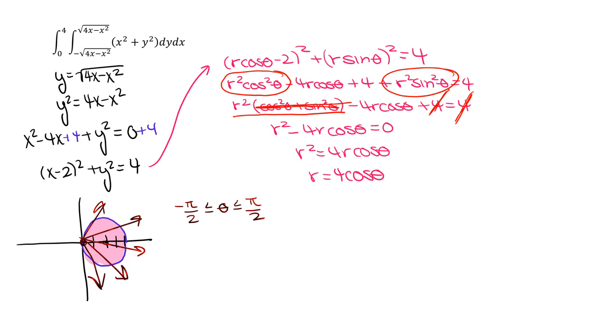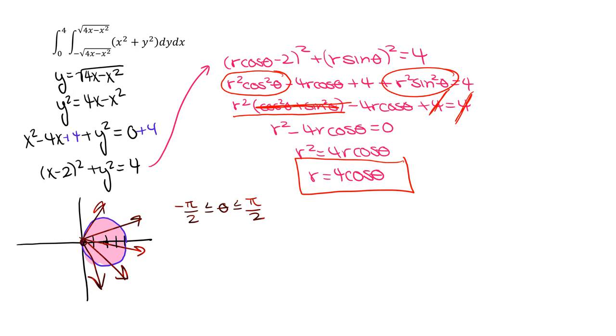And then I move the 4r cosine theta to the other side, divided by r. And I was actually just able to simplify this all the way down to r equals 4 cosine theta. So that circle in polar coordinates simplifies all the way down to r equals 4 cosine theta.